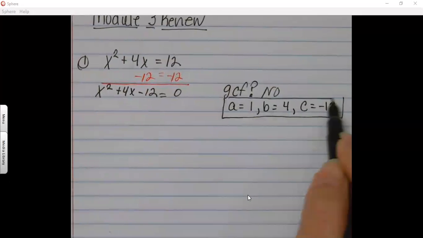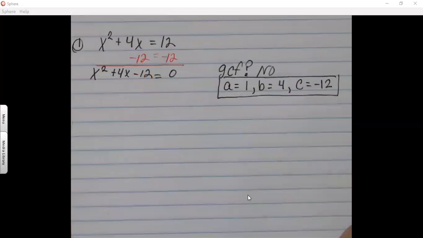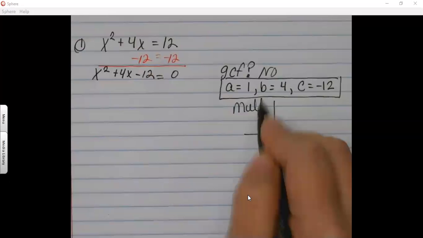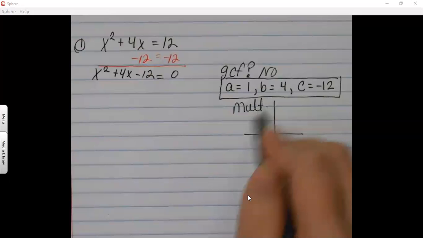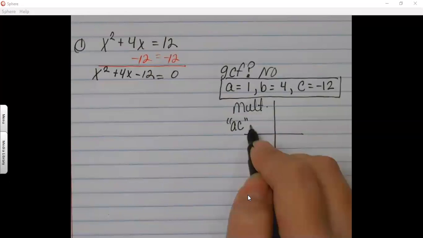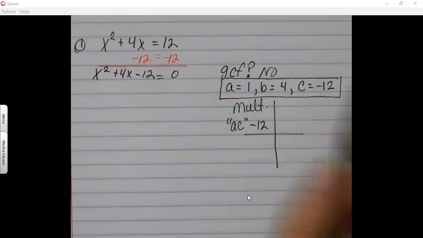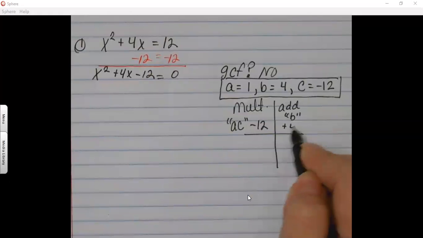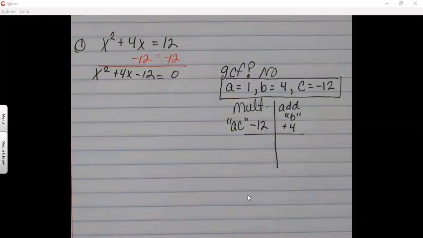So we're going to make our t-chart. We need two numbers that multiply together to give us a times c. What is a times c in this case? -12. And on the right side, we want those same two numbers to add together to give us b. And in this case, b is +4. Any ideas?